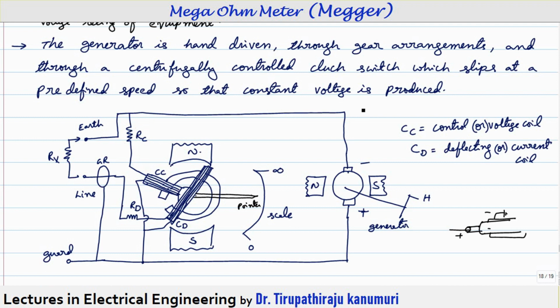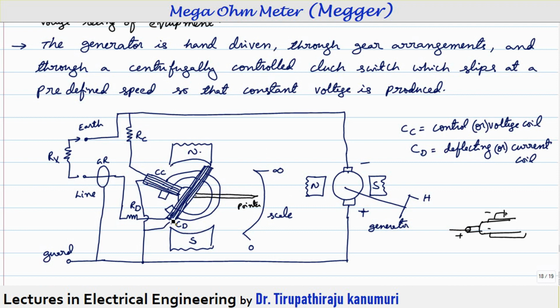So what I mean is, this CC is always connected to your generator. As the CC is always connected to this generator, we are going to show how the torque will be produced. Always torque will be produced by the CC, and it is constant because it is not disturbed. Voltage is equal to constant.